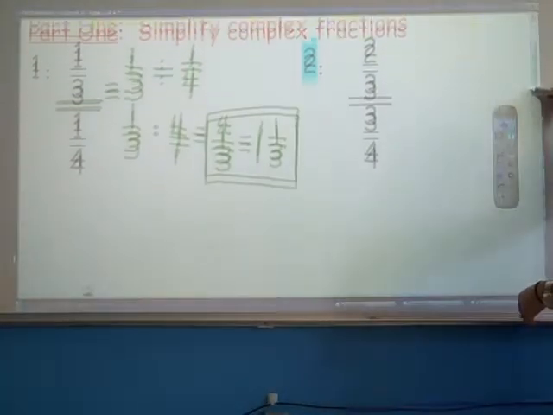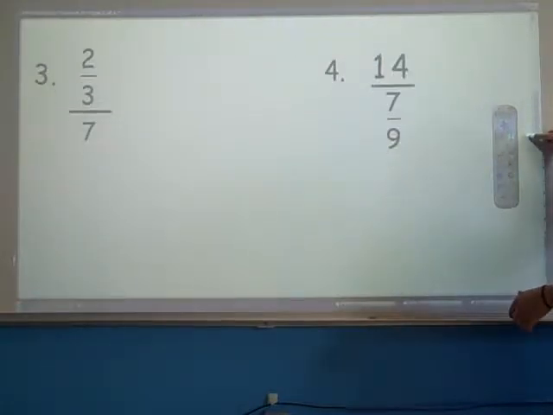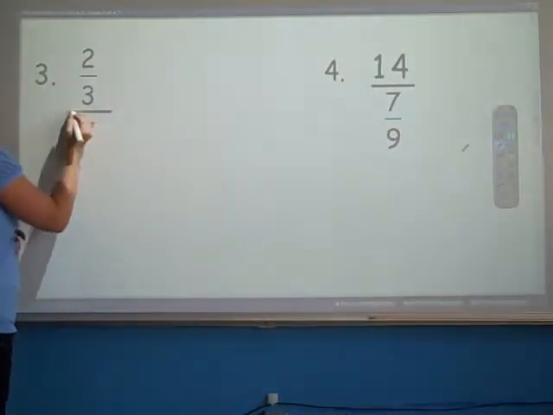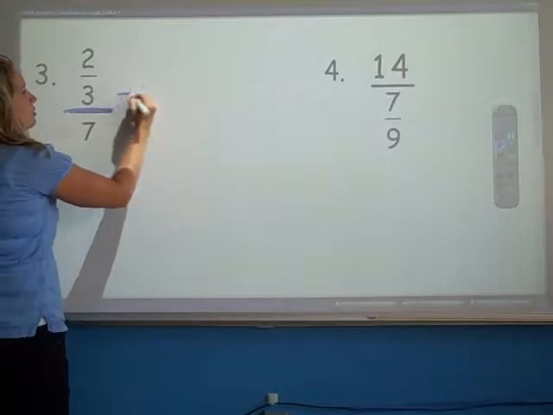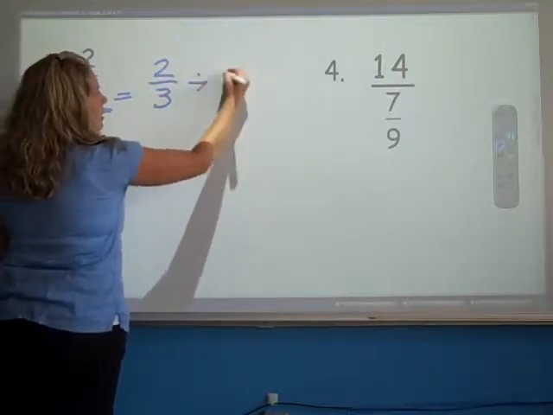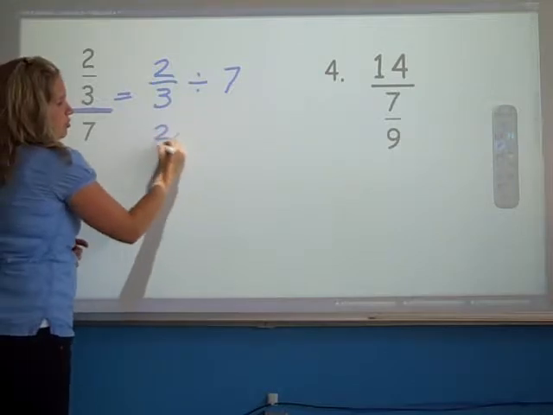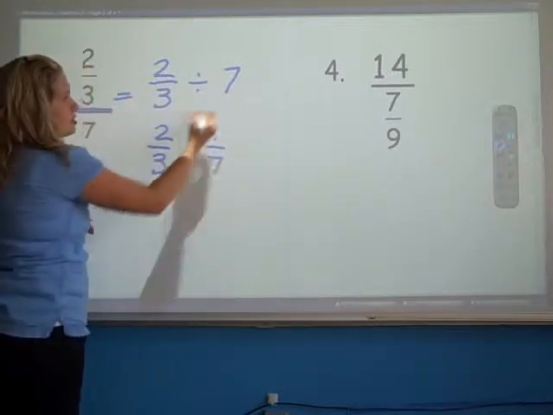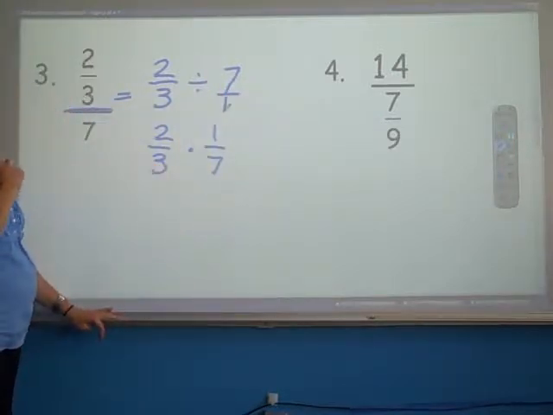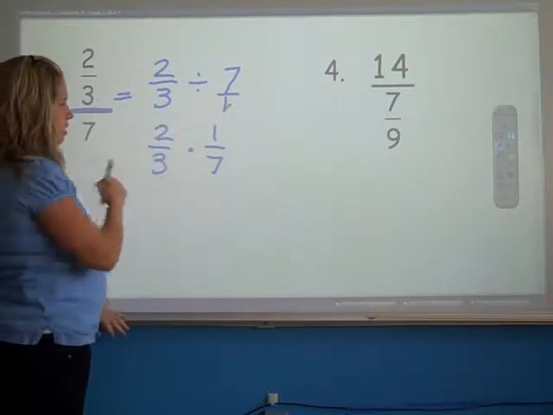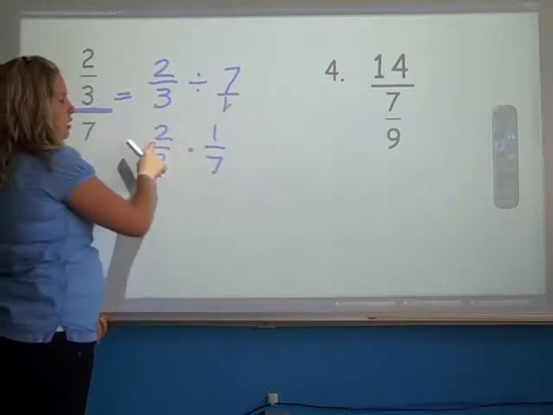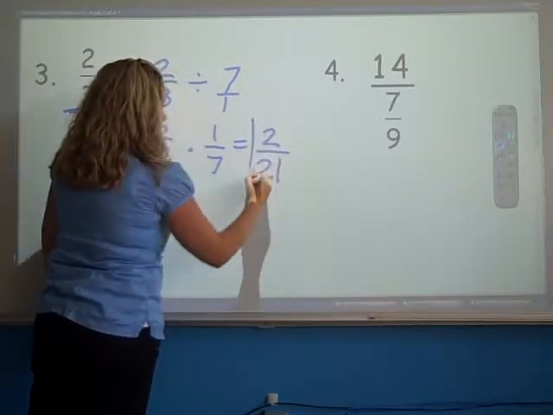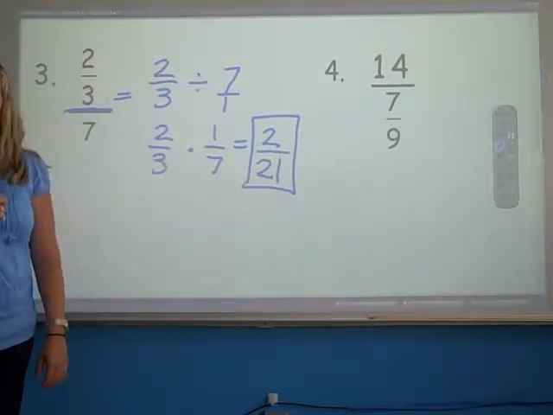All right, I'm going to try another one with you, a little bit different. Okay, number 3, we have 2/3 in the numerator and we have 7 in the denominator. This was our fraction line. So this means 2/3 divided by 7. Bring down your 2/3, change it to multiplication, and you're going to take the reciprocal of 7, which is 1/7, because it's over 1 there. So when you flip it, it becomes 1/7. There's nothing that I can cancel out, so I go across. 2 times 1 is 2. 3 times 7 is 21. And you're done. 2 over 21.